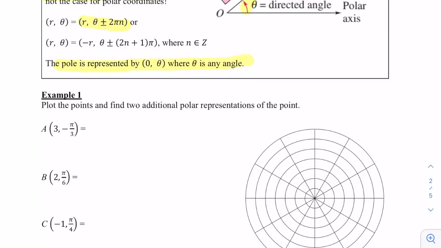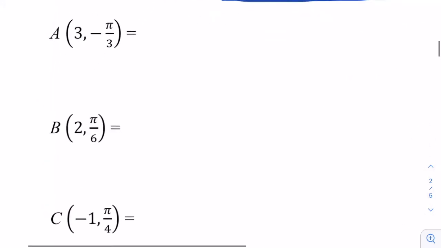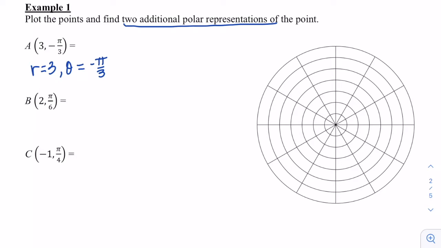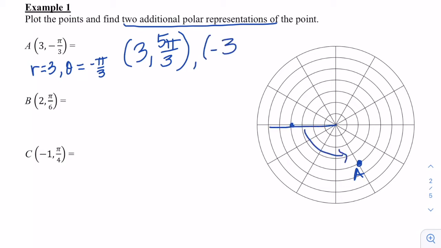For example 1, let's plot these points and find 2 additional polar representations. With a radius of 3 and an angle of negative pi over 3, we would know that that would be in the 4th quadrant, so it would be here. If we want to find another representation, we can add 2 pi to theta, again finding the coterminal angle, so that'll be 5 pi over 3. We could also start with negative 3 as our polar axis and think of the rotation from the negative x-axis. So that would be negative 3, 2 pi over 3.